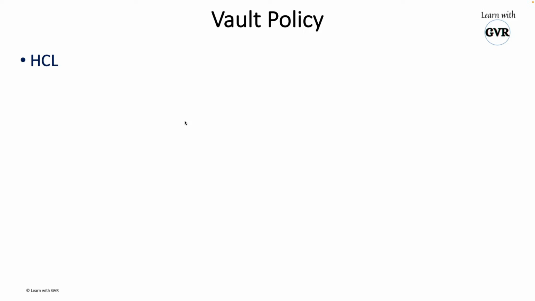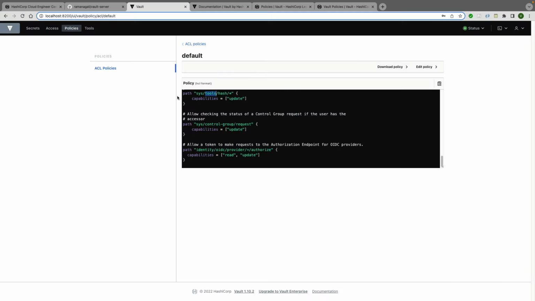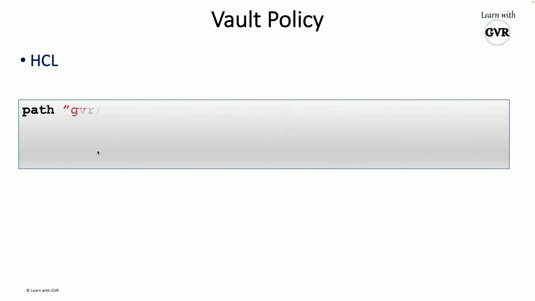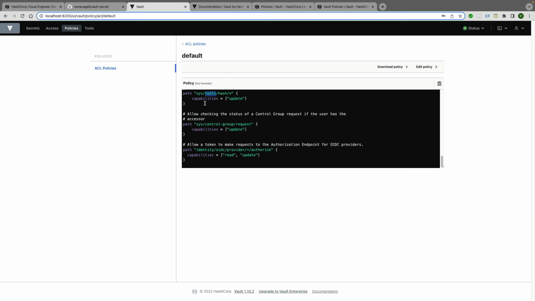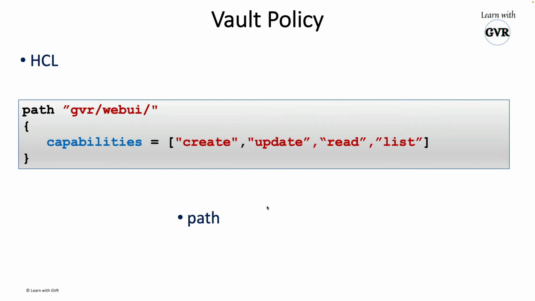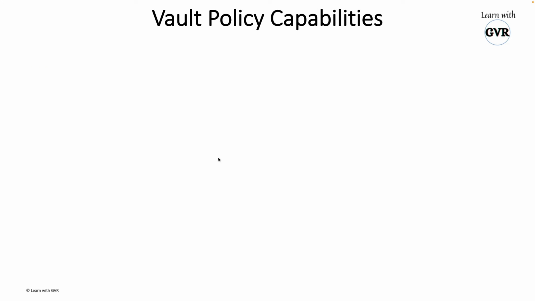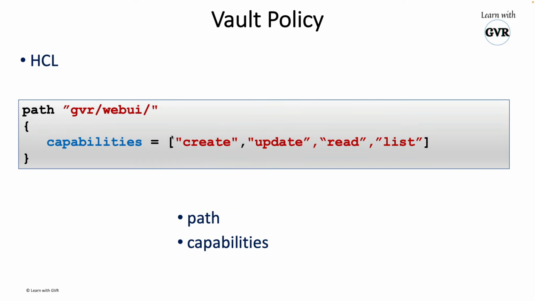Now next, Vault policy. A Vault policy is written in HCL, as we have seen here. Now how does the policy look? This is the way. One thing to remember from the policy point of view is two major components. One is a path. This is a path, GVR/WebUI, take this as an example. Number two is capabilities. Path is path; capabilities is a verb. Capabilities are where you can define, for example, create, update, read, list.